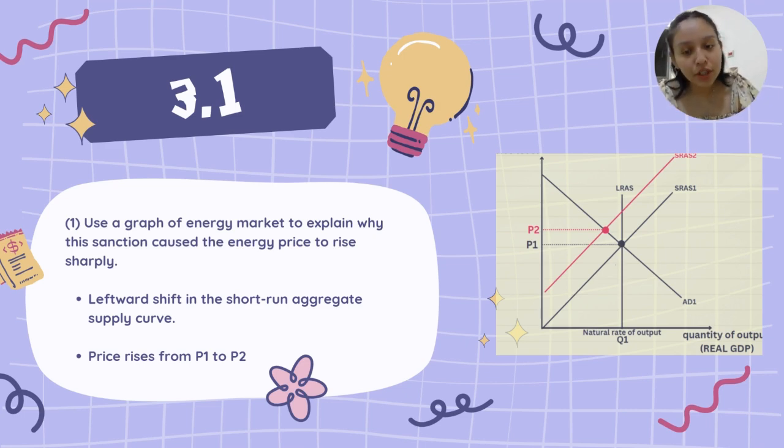And because of this shift in the short run aggregate supply curve, the price rose sharply from P1 to P2, as seen in the graph to the right. We have SRAS1, which is the short run aggregate supply, which was where it was originally in the black line, and then it shifted left to SRAS2. And because of this shift in the aggregate supply, the price rose from P1 to P2.